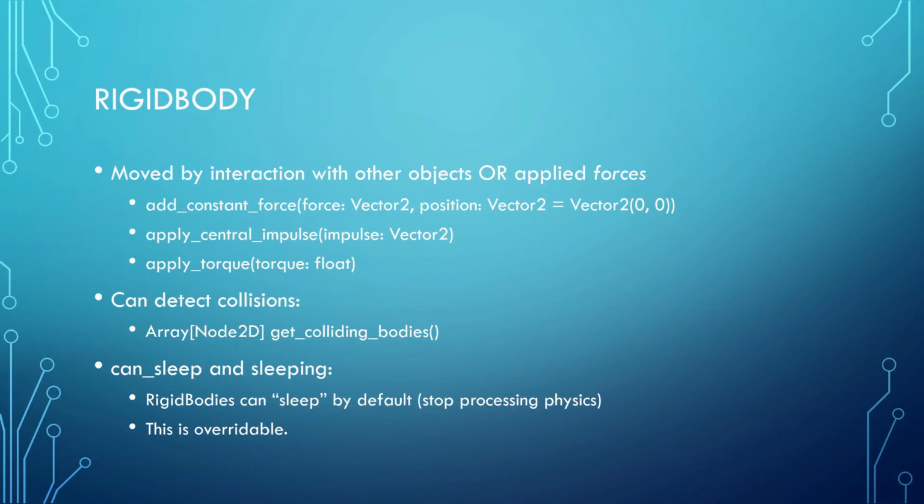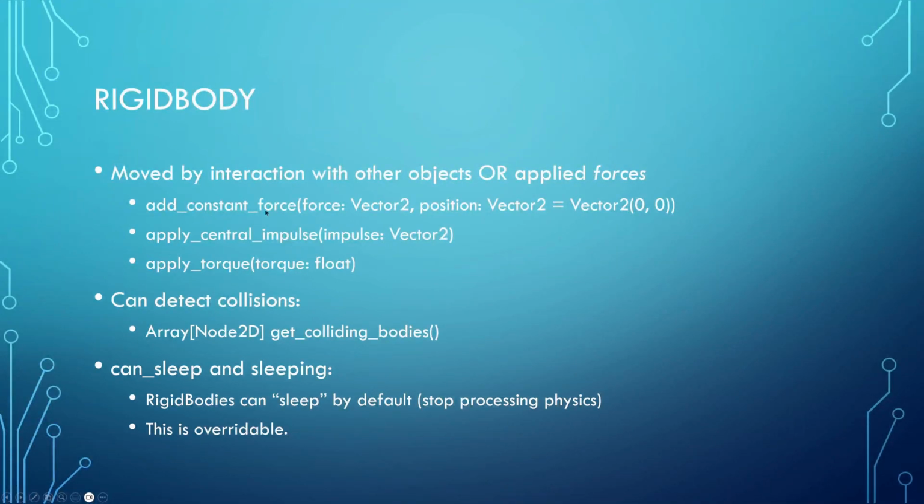So some of the functions that you have access to through rigid body, these are moved by interaction with other objects or applied forces. So you can use them as a player controlled thing by applying force to them. Or if you just have things colliding with each other or gravity or whatever else, these things will just sort of move on their own. So things like add constant force, this is a member method of the rigid body. So you have to pass it a force and where the force is positioned, so a position value.